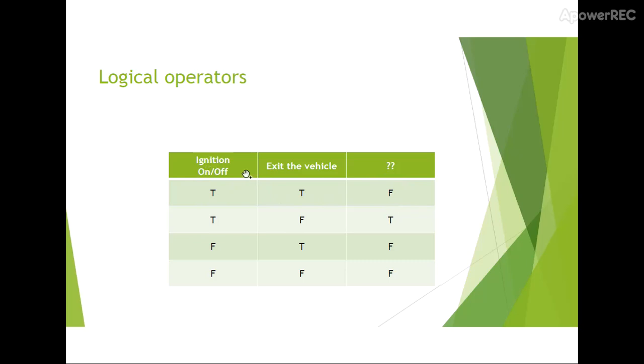Other variants include ignition is off, we have not exited the vehicle, so the LEDs should be on, at least one of them, or exactly one of them. When the ignition is off, the LEDs should of course be off. So this is very simple, this is obvious to implement.